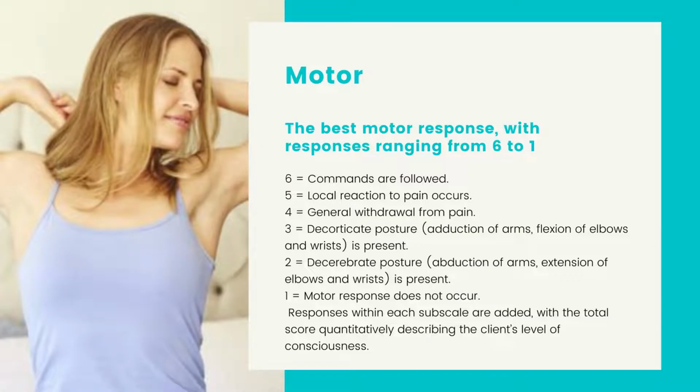Motor, M. The best motor response with responses ranging from 6 to 1. 6 equals commands are followed. 5 equals local reaction to pain occurs. 4 equals general withdrawal from pain. 3 equals decorticate posture, adduction of arms, flexion of elbows and wrists is present. 2 equals decerebrate posture, adduction of arms, extension of elbows and wrists is present. 1 equals motor response does not occur.